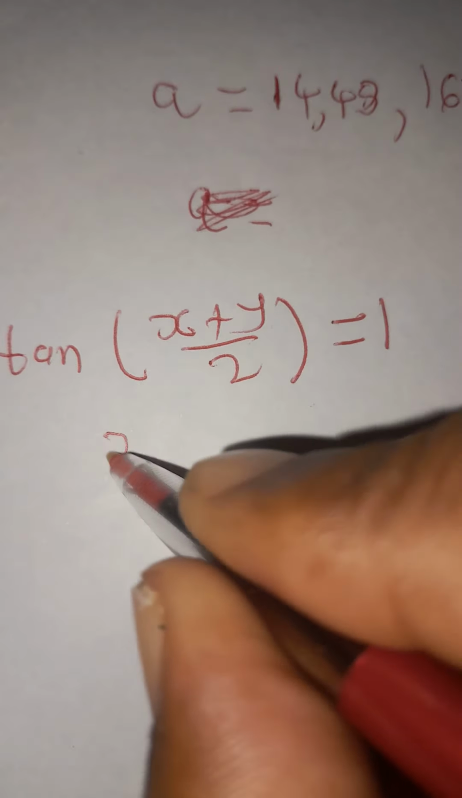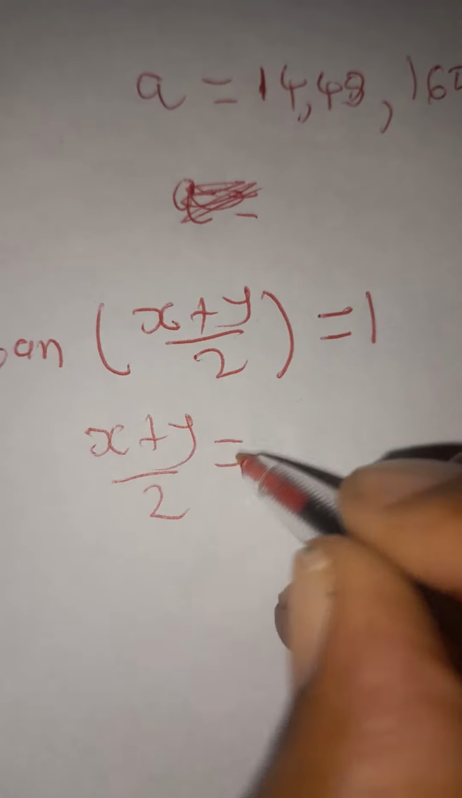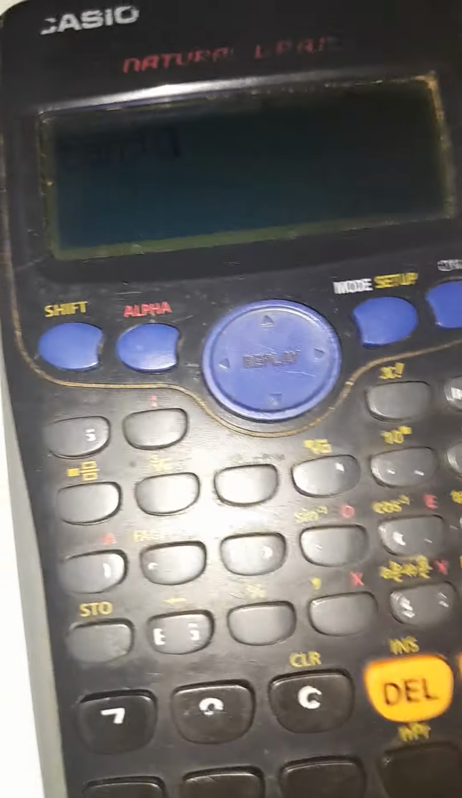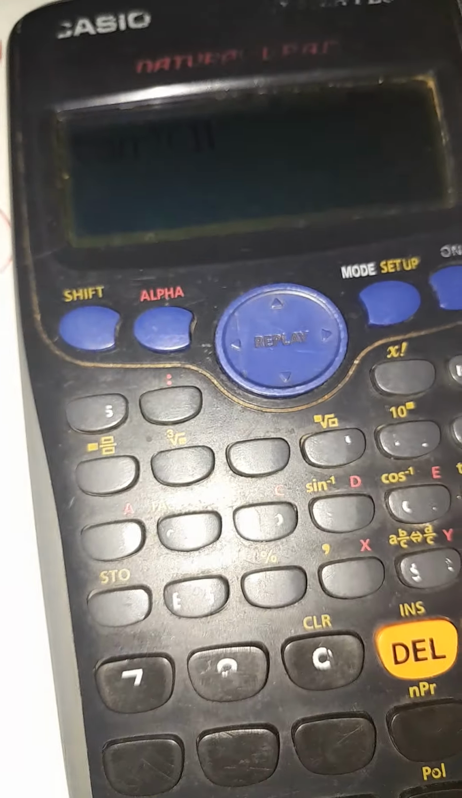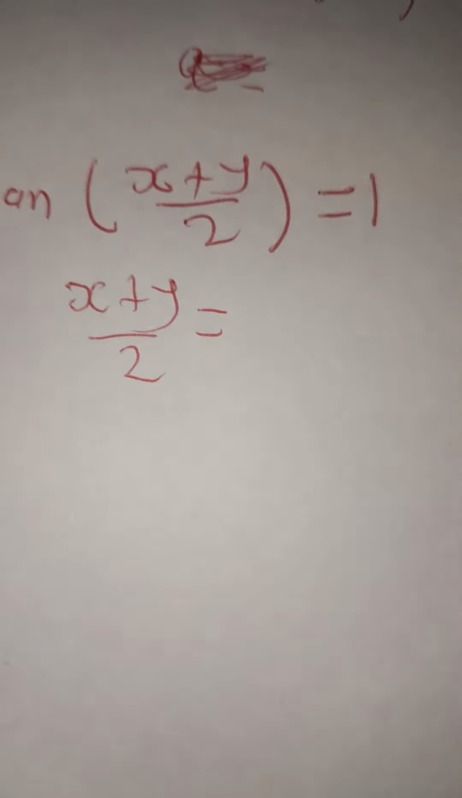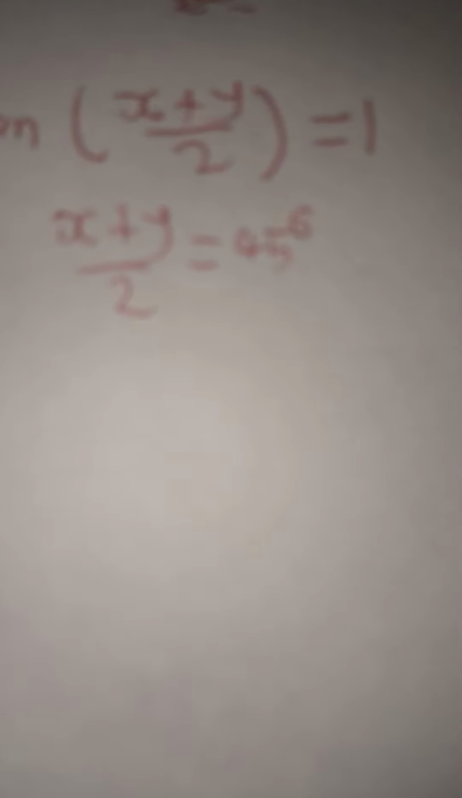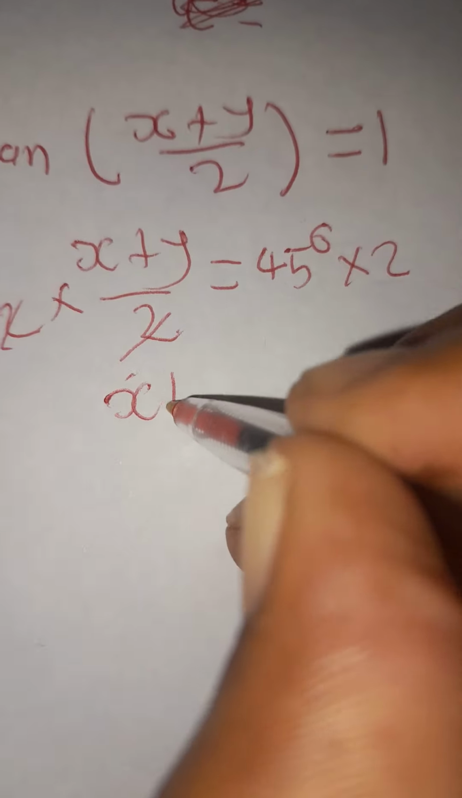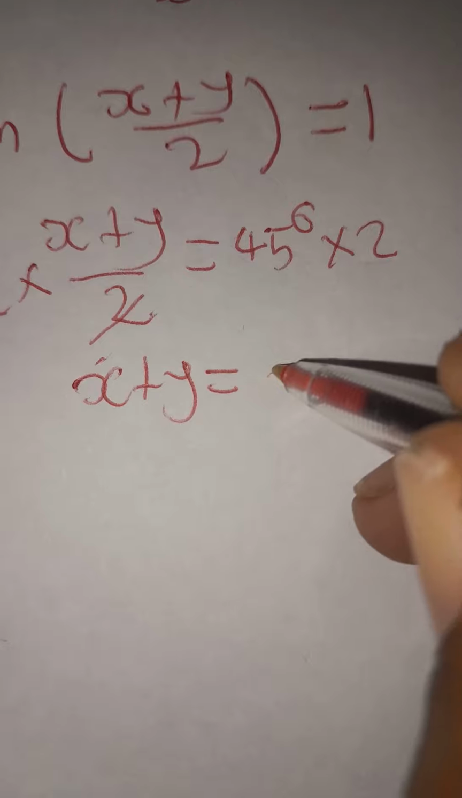First things first, let's make this equation 1. We will say (x plus y) divided by 2 equals tan, and let's find the reference angle of tan. Second function, tan inverse of 1, that will be 45. It's a special angle, isn't it? So 45 degrees. We need to make y or x the subject of the formula. So we can multiply both sides by 2, and the 2s cancel. So we are left with x plus y is equal to 45 times 2, that will be 90.